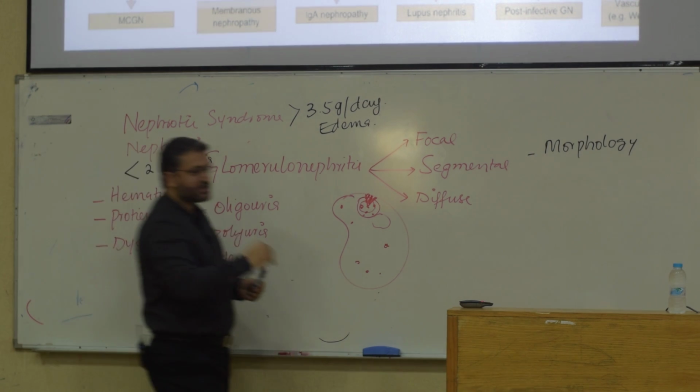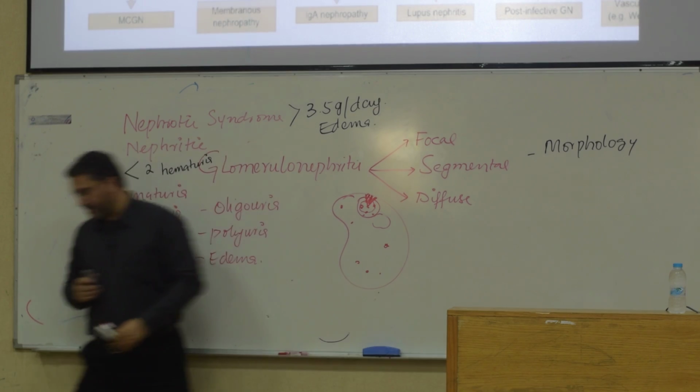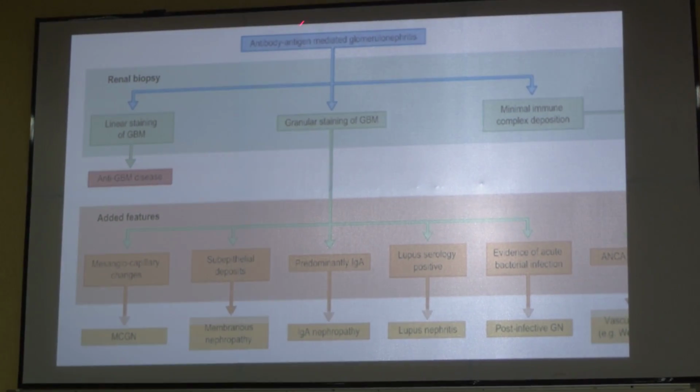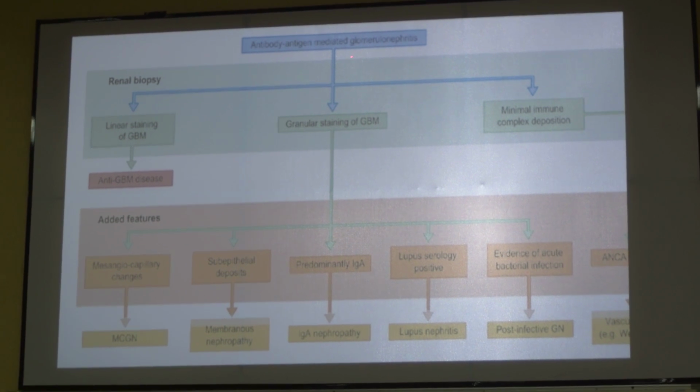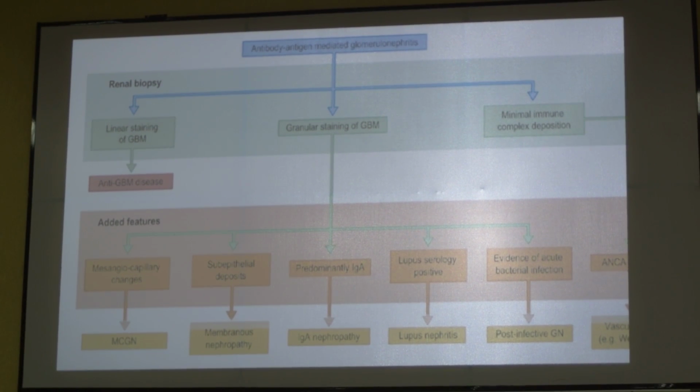Now look at this diagram, whatever I explain here. Now I'll try to put it up here. So for example, antigen-antibody mediated glomerulonephritis has three main findings. You can see here, it is a renal biopsy. Either they have linear staining on immunofluorescent, or they have granular staining, or they have minimal immune complex deposition.